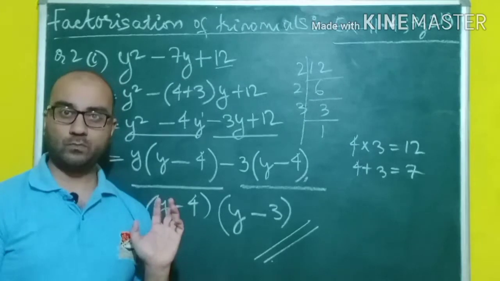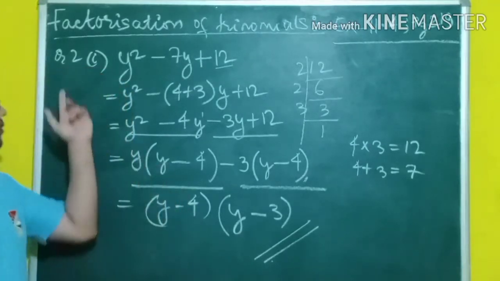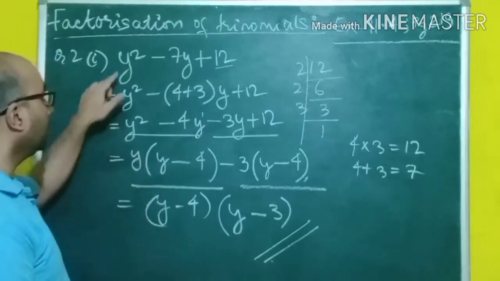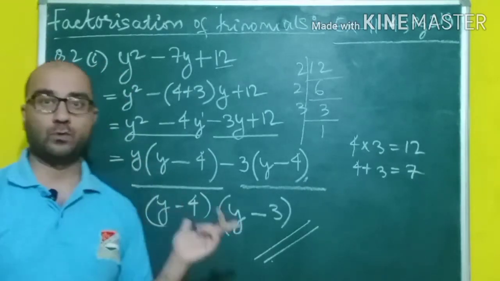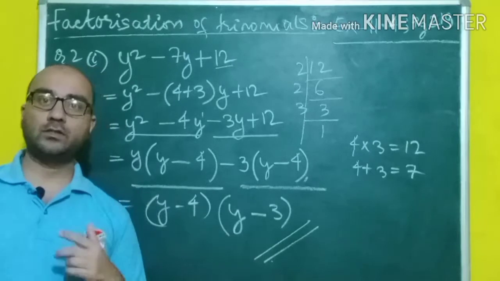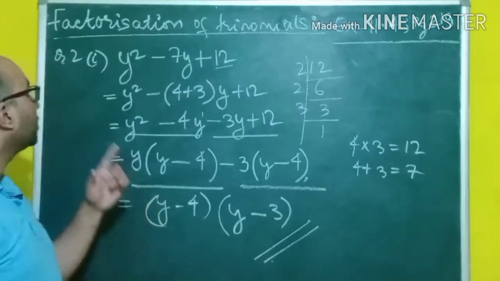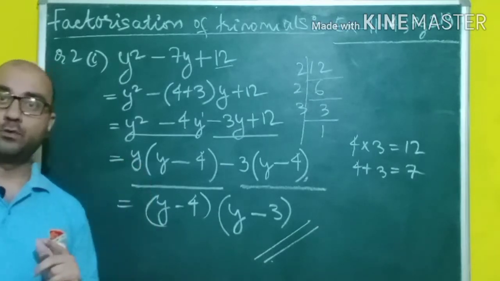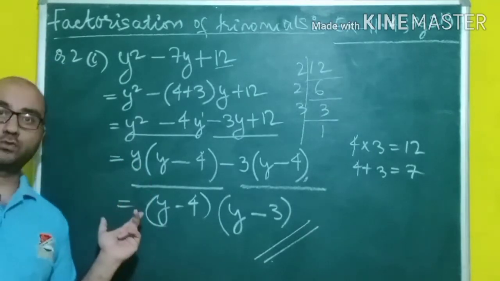Okay, now in these two sums, question number 1 Roman 1 and 2 Roman 1, we discussed a question wherein the coefficient of y square was 1. Okay, now let us discuss few questions wherein the coefficient is not 1, it is some other number. Okay, let us see how do we go about those questions as well.